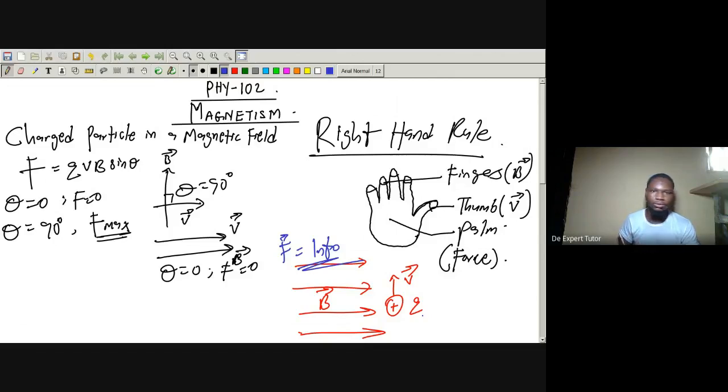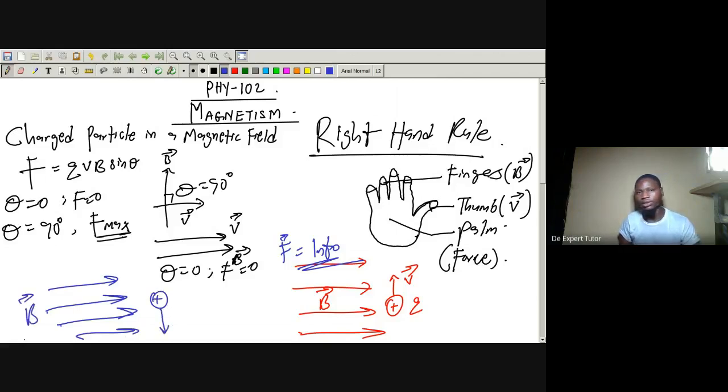Let's look at another one. Assume that you have something like this, look at it in blue here. And then you have a positive charge like this going downward. And this is your magnetic field. Now, what would be the direction of the force? Let's position our hand. Don't forget, your thumb is the direction of velocity. So, anyhow you are positioning your hand, endeavor that the thumb is downward.